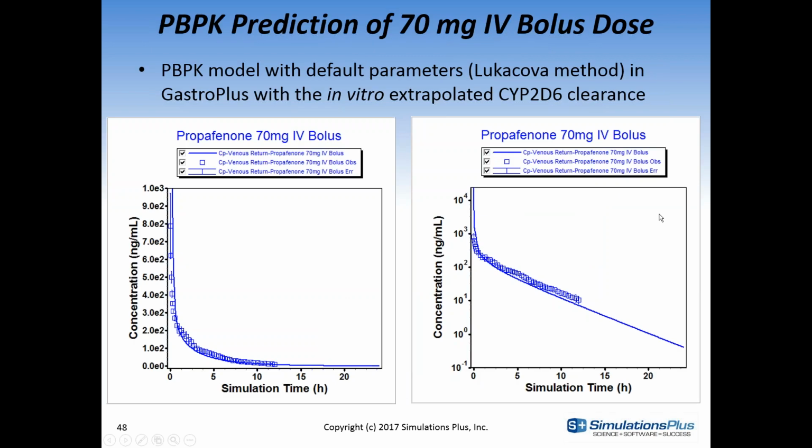We use the default PBPK parameters, and all the phys-chem properties were predicted from ADMET Predictor in this case. We used the Lukacova method for the partition coefficient values, the Kp values, and then we did an IV-IVE extrapolation of the IV pharmacokinetics of Propafenone, and we got very good results. Obviously, not every IV-IVE is going to be as good as this, but this is a very nice result for this compound.